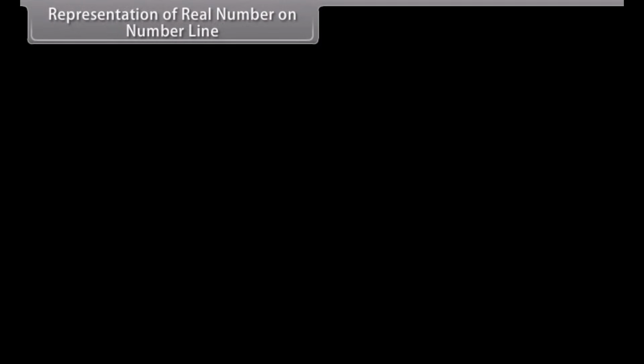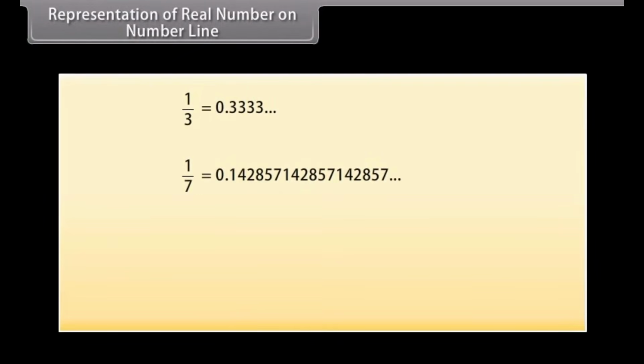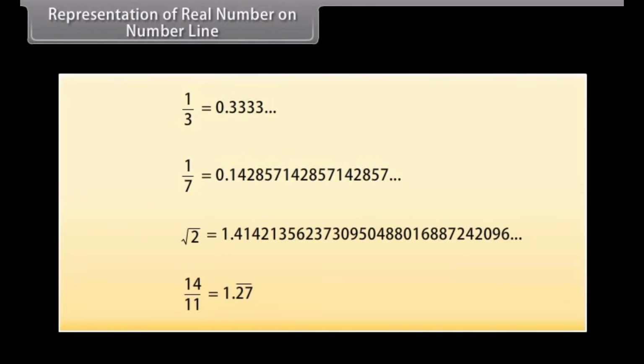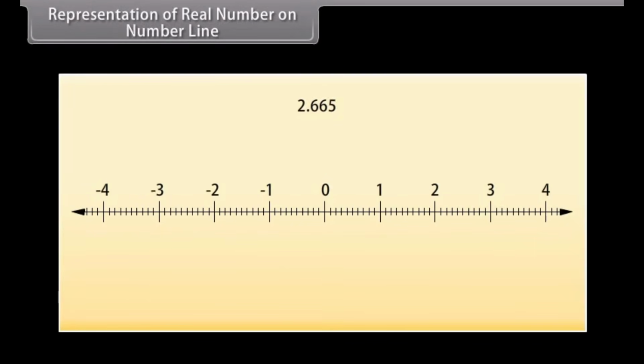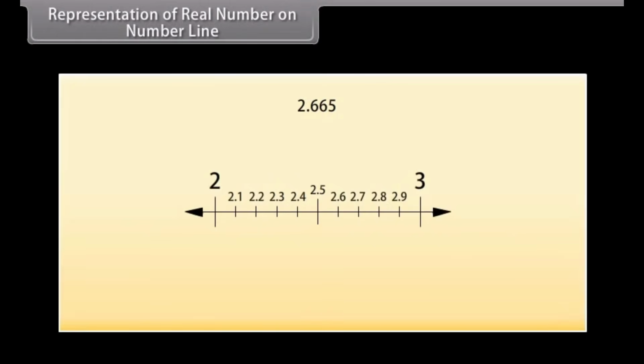Representation of real number on number line. We now know that every real number has a decimal expansion. That decimal expansion helps us to locate it on a number line. Let us locate 2.665 on a number line. We know that it lies somewhere between 2 and 3. Imagine dividing it into 10 equal parts. For a clear view of numbers, now the first part represents 2.1, and the second part is 2.2, and so on.